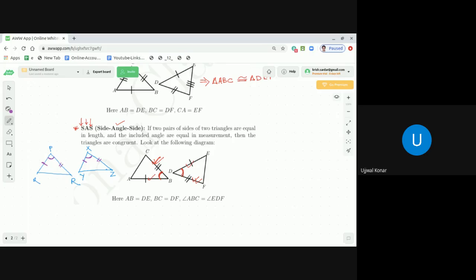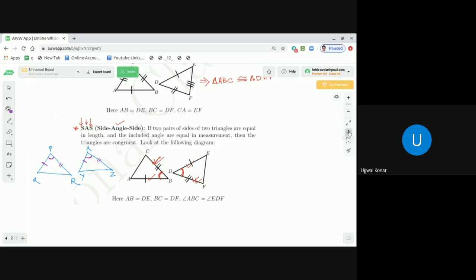Why is it important? Because out of the 6 parts, that is 3 sides and 3 angles, you don't need to spend time measuring all 6 parts. Rather, you just measure the 3 parts, that is the 2 sides and the included angle. And if you find they're equal, you can just say, yes, these two triangles are congruent to each other. I hope it is clear, dear students.